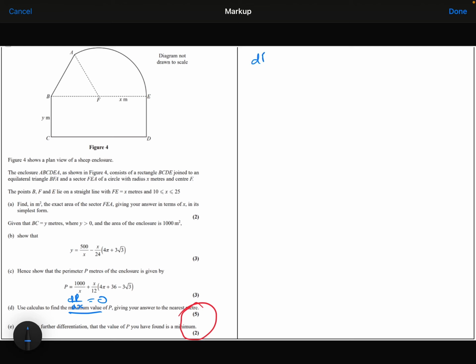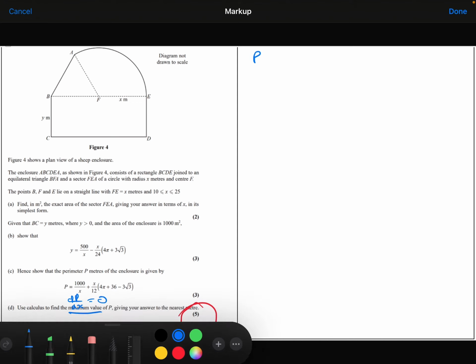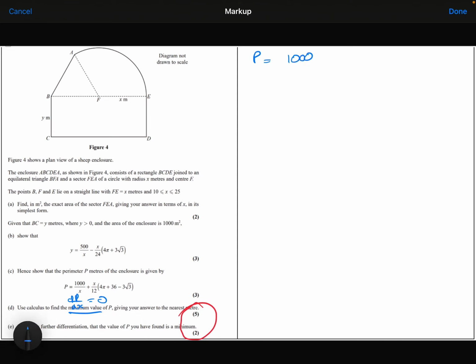So let me rewrite P in a form where I can differentiate it. I'm going to write that 1000 over x as 1000x to the power minus 1, plus x over 12 times (4 pi plus 36 minus 3 root 3). Right, now we can differentiate this. So 1000x to the power minus 1, multiplied by the minus 1, take 1 away from the power.